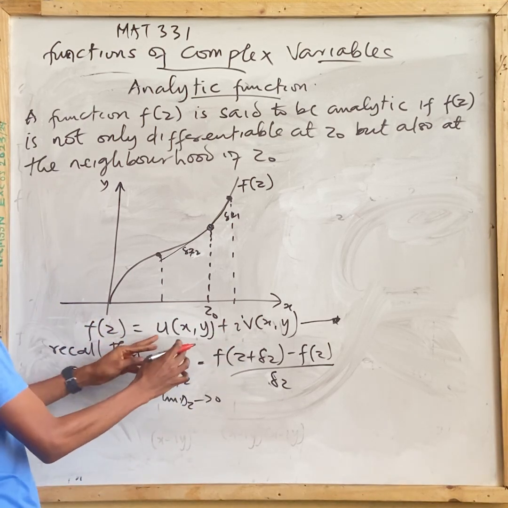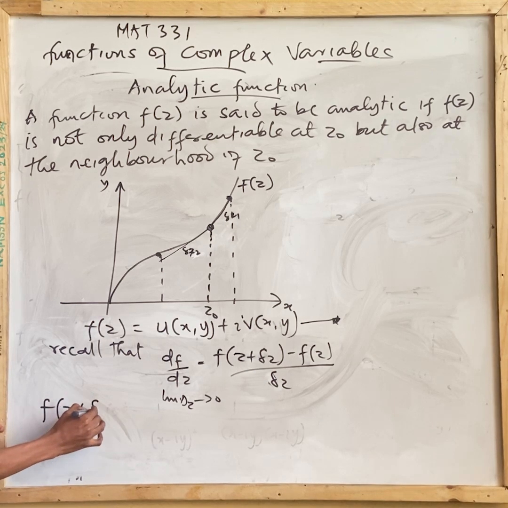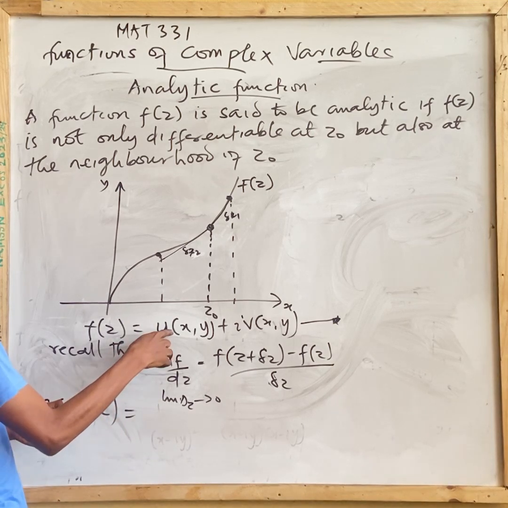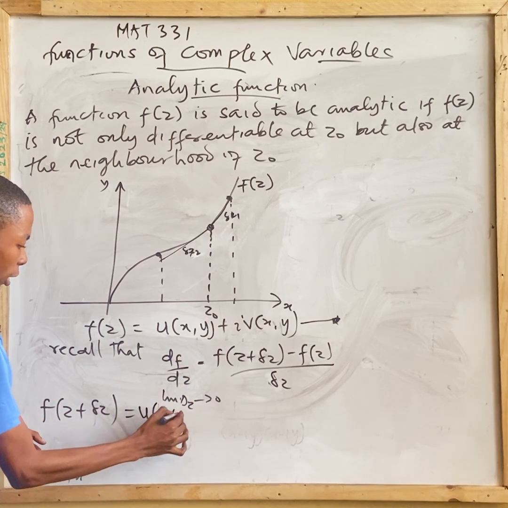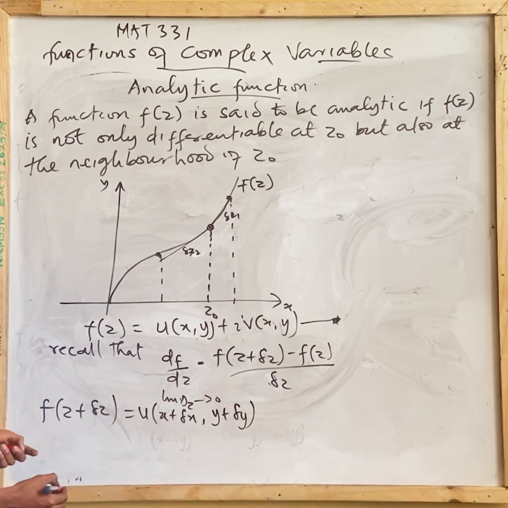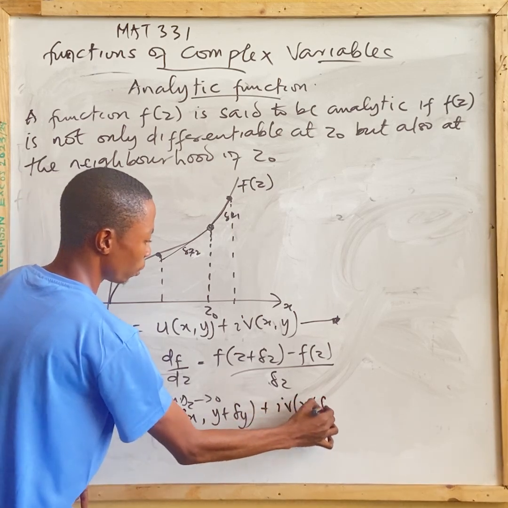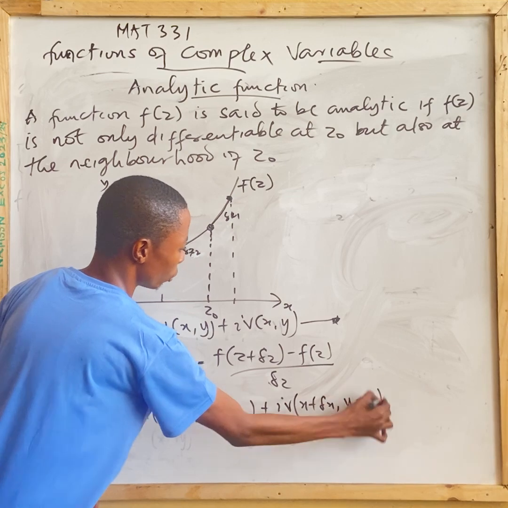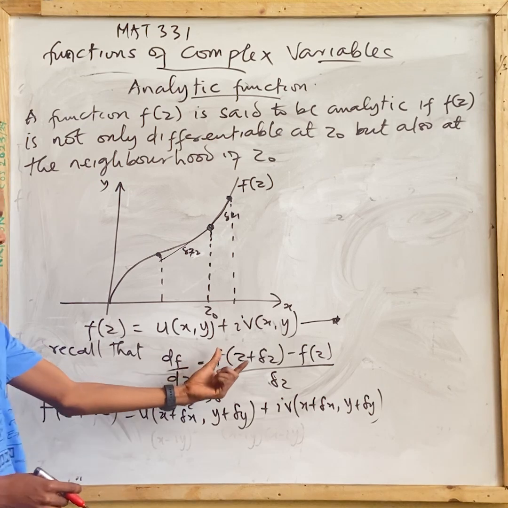Now, I have f of z equals u(x,y) plus i v(x,y). I'll now take the increment of both sides by taking f of z plus dz. This means that u of x,y, I'll take the increment of these two, will become u of x plus dx, y plus dy. And I'll also take the increment of this one too, plus i v of x plus dx, y plus dy. After taking the increments, this is like step 1.